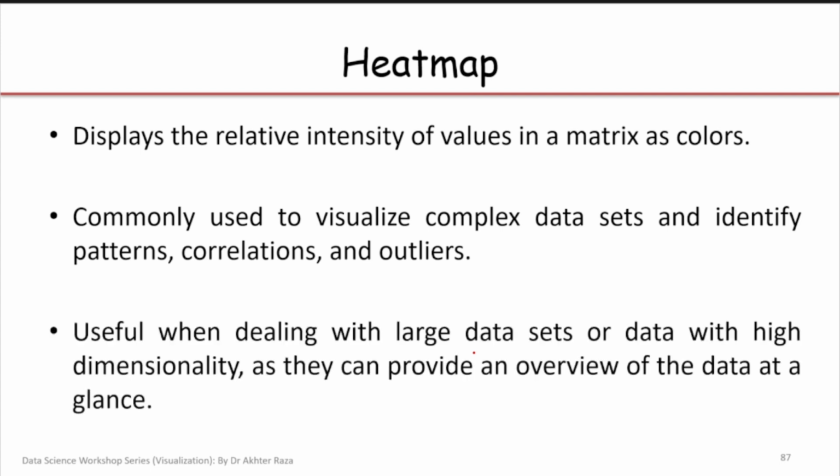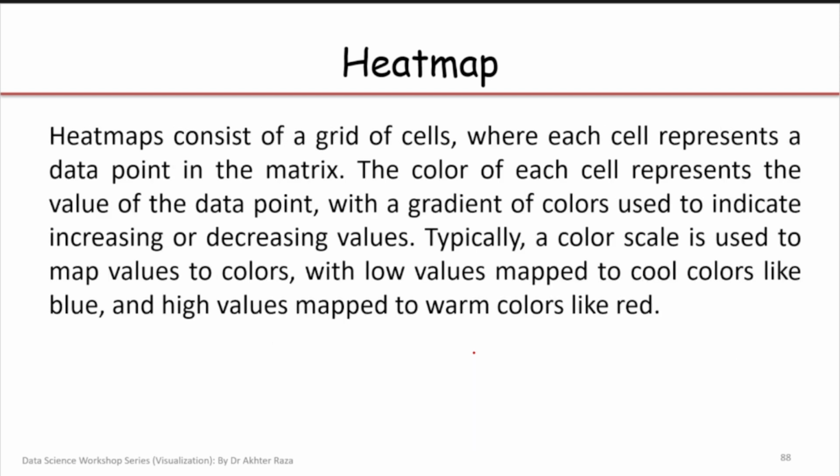Similarly, it is useful when dealing with large data sets. If we have a large data set, a heat map can be used to identify outliers as well as missing values, and other things can also be identified. A heat map consists of a grid of cells which contains rows and columns. Geographical data can also be represented with the help of heat maps.